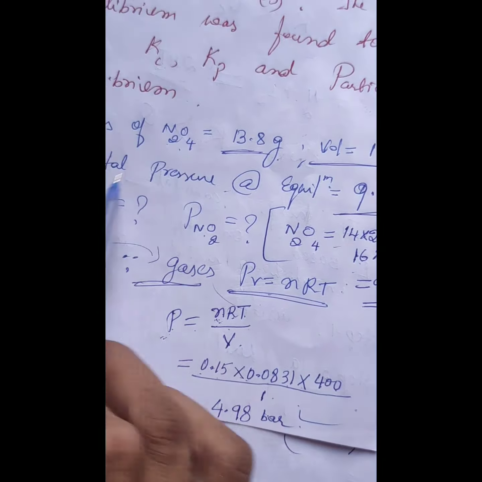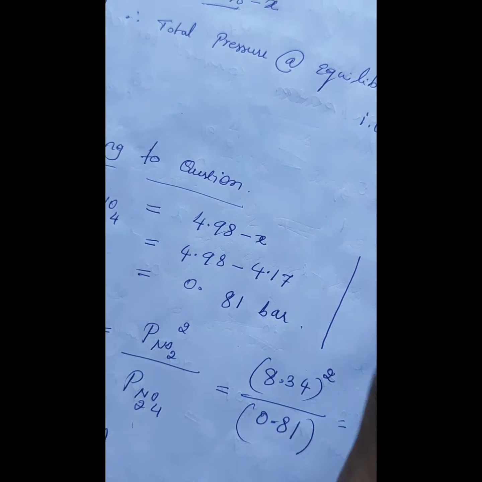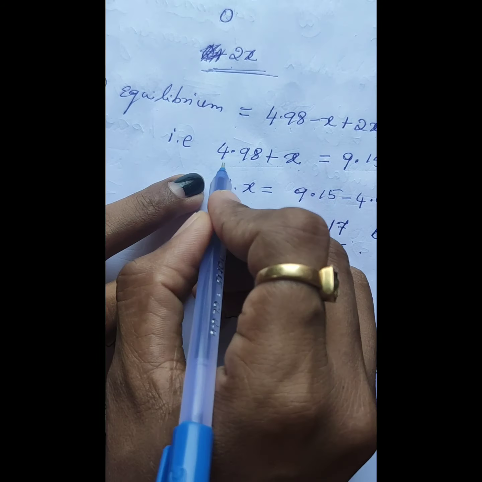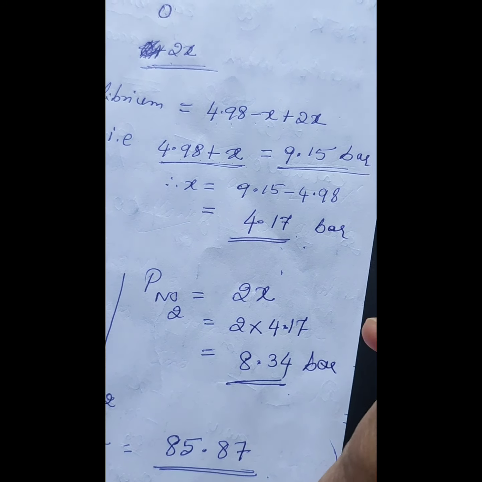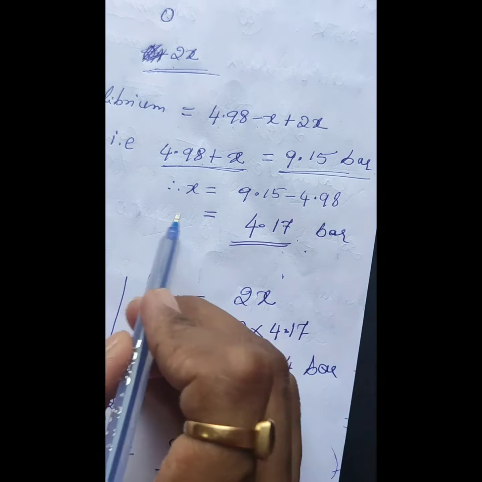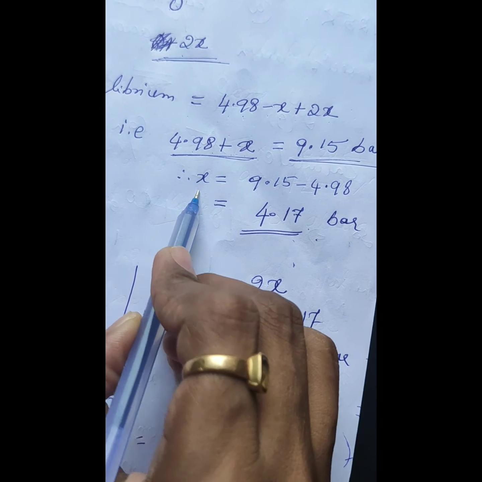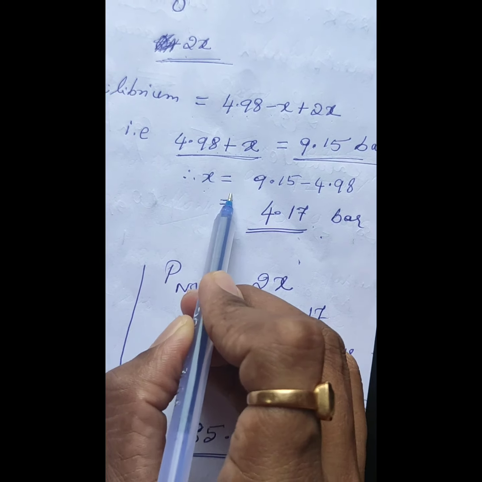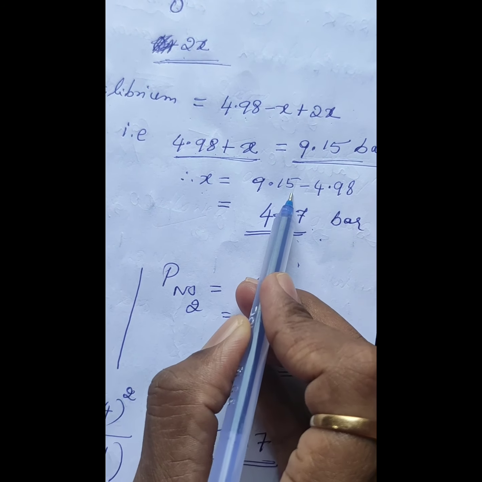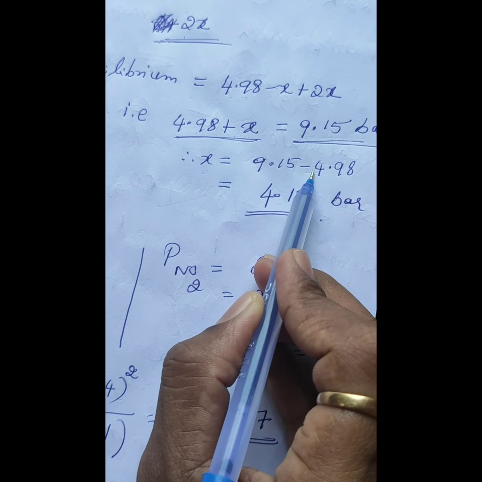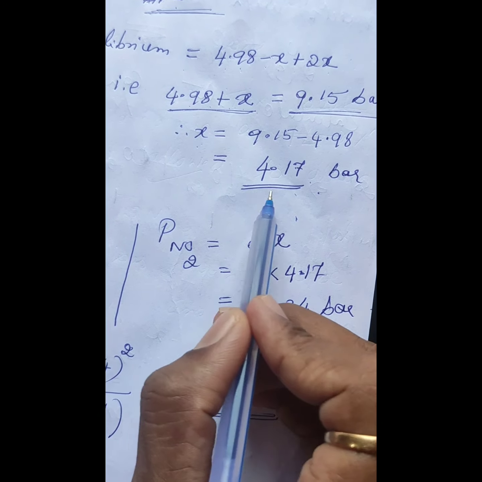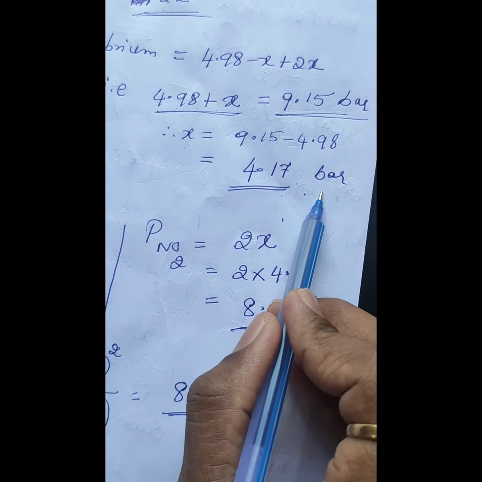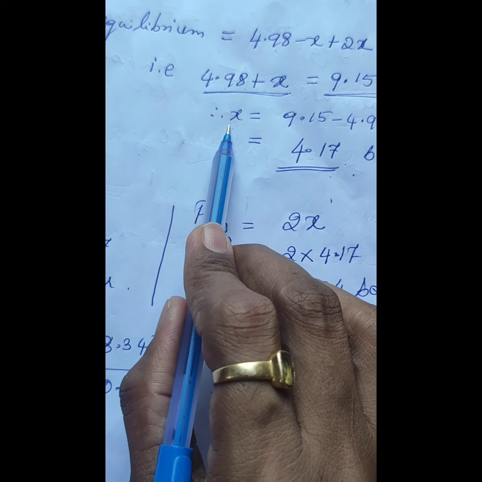Actually, in the data they have given, the total pressure at equilibrium is equal to 9.15 bar. So as per the data given, you can equate the total pressure from the expression to 9.15 bar. Now just rearrange and you can find the value of x. So x will be equal to 9.15 minus 4.98, that is equal to 4.17 bar. This is the x value.